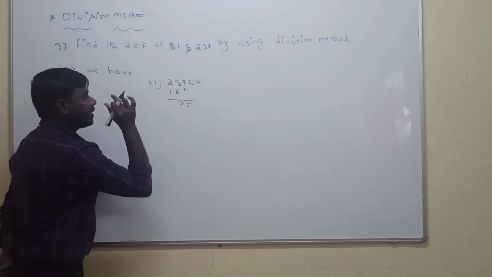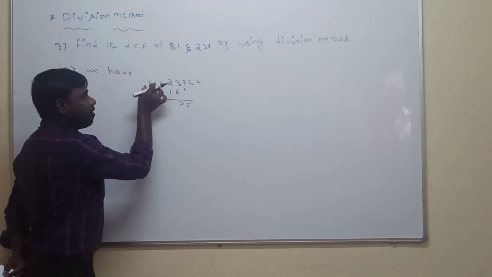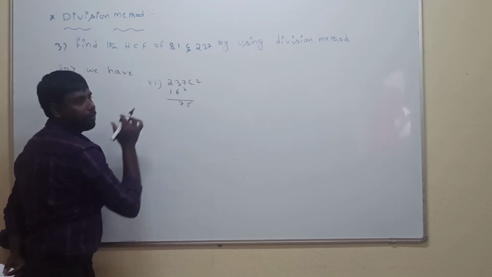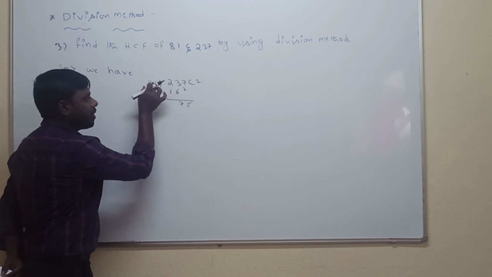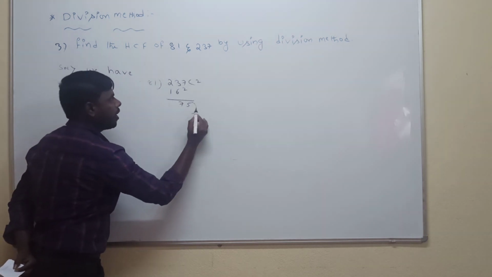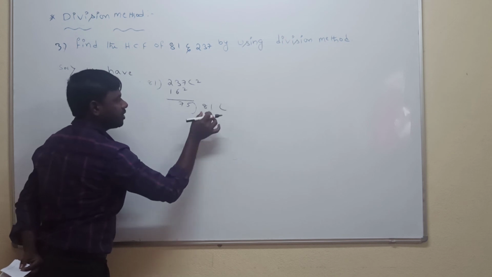So now take it as: divide the first divisor by the first remainder. Everyone understood? Divide the first divisor by the first remainder. So 81. What is the first divisor?